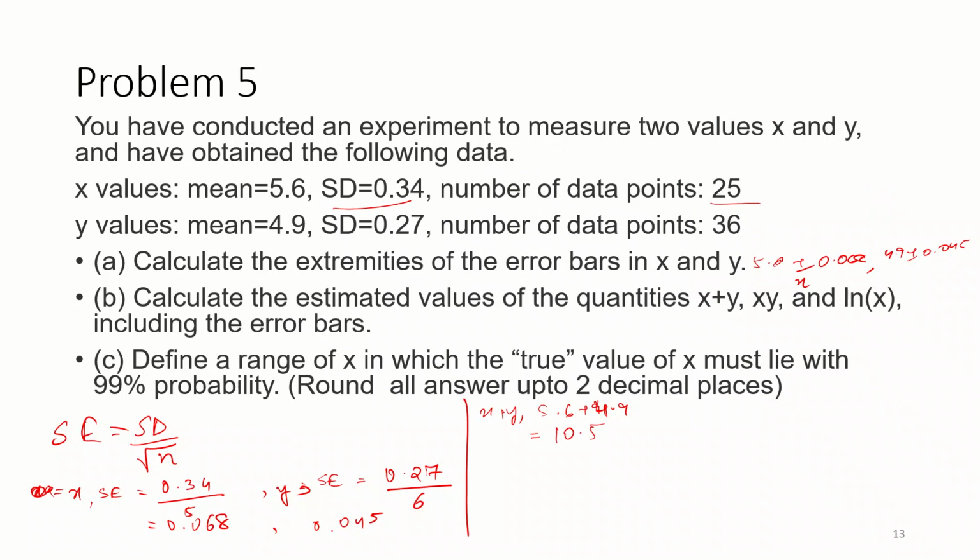For that you have to take the root of it. So the root here will be 0.068 whole square plus 0.045 whole square. Whatever comes, that is the plus minus value.